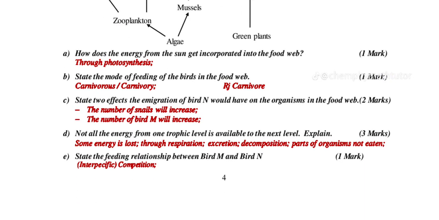D. Not all energy from one trophic level is available to the next level. Explain. 3 marks. Some energy is lost through respiration, excretion, decomposition, and parts of the organism not eaten. Then E, state the feeding relationship between bird M and N. That is intraspecific competition.